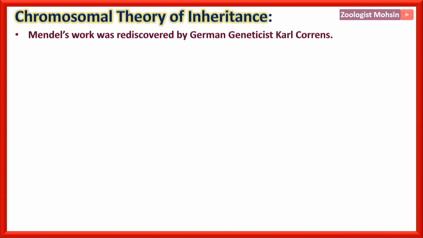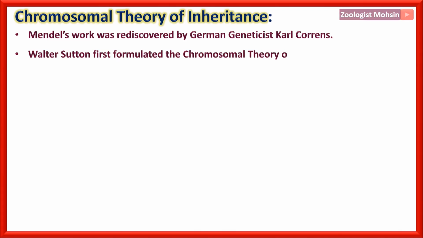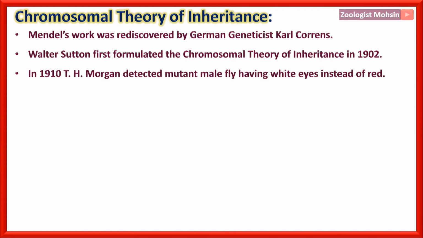Chromosomal theory of inheritance. Mendel's work was rediscovered by the German geneticist Karl Correns. Walter Sutton first formulated the chromosomal theory of inheritance in 1902. In 1910, T.H. Morgan detected a mutant male fly having white eyes instead of red. Now please remember, this fact is very important with respect to PPSC. The mutant white-eyed fly was a male, not a female.